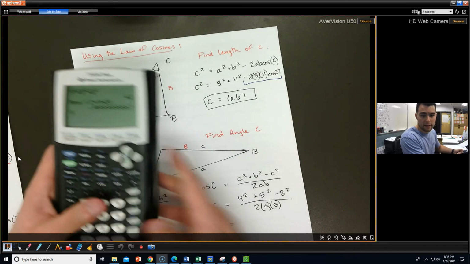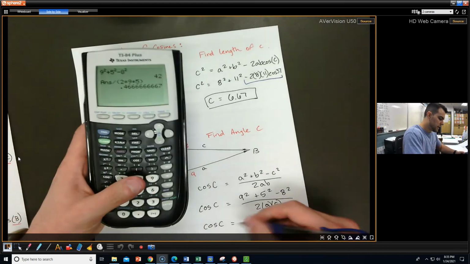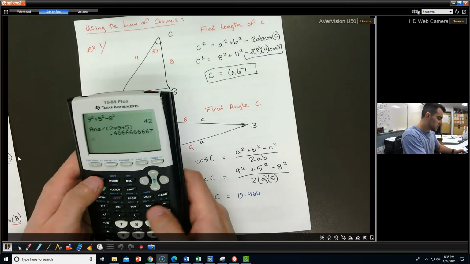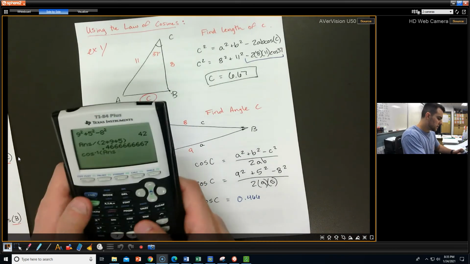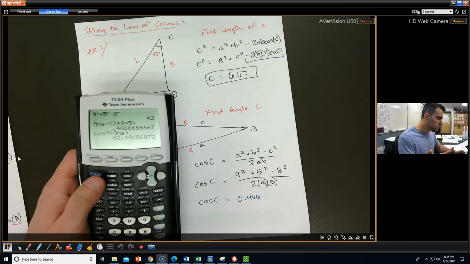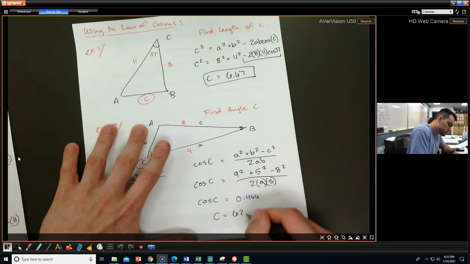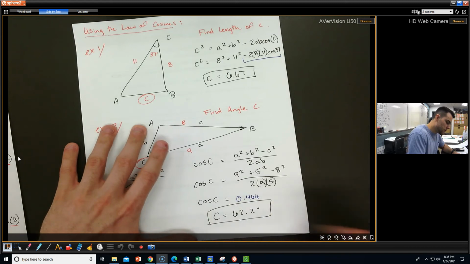Alright? And then I have to take the arc cosine of that. So I take the arc cosine of that answer, and I end up getting 62.2 degrees. There we go. We are done.